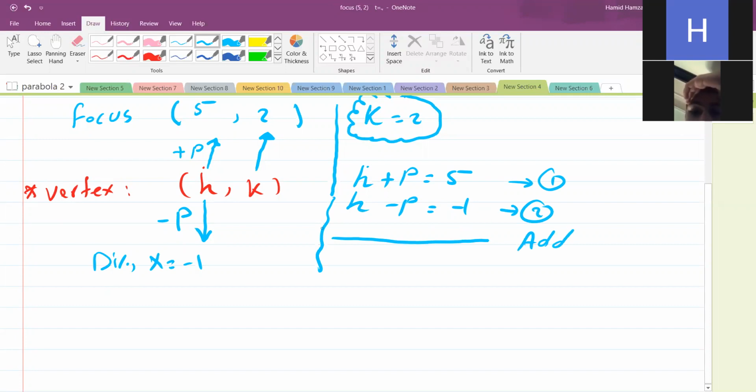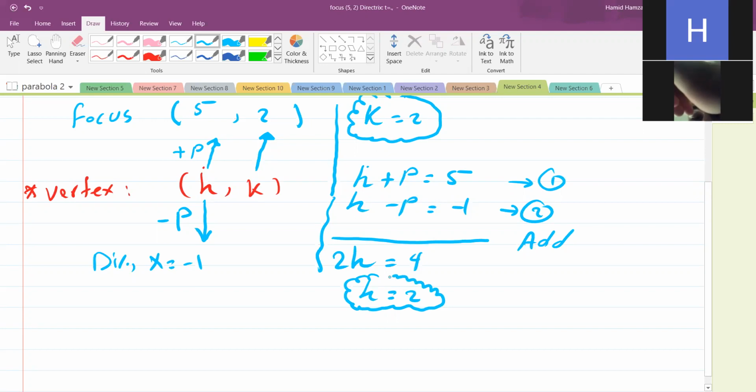Mute the mic. So H and H, to H. B minus B is 0. 5 minus 1 is 4. Divide both sides by what? By 2. So H equals what? Equals 2. This is the second character I'm looking for.